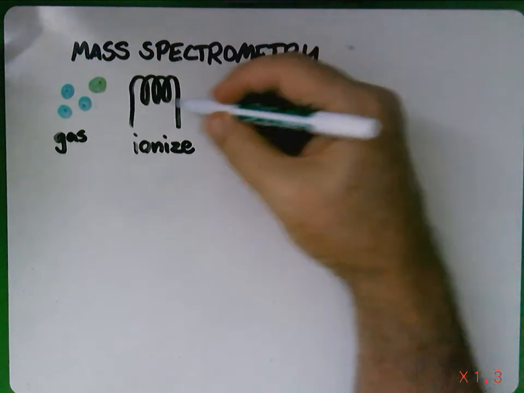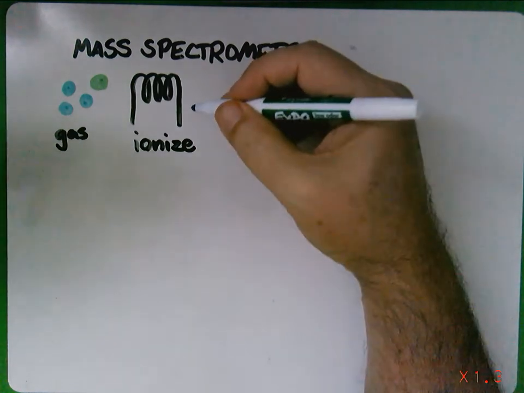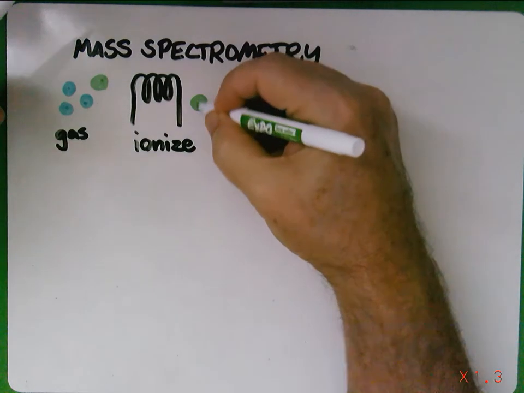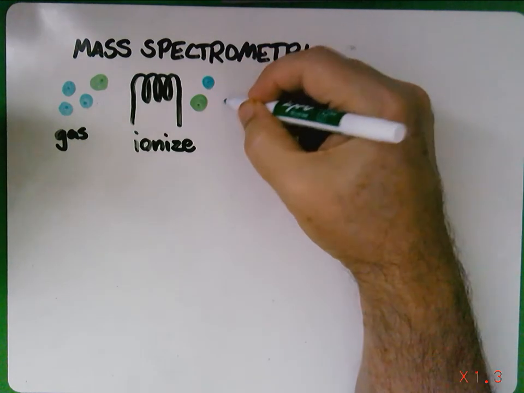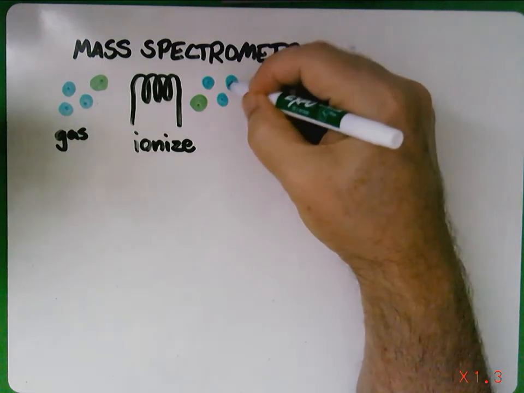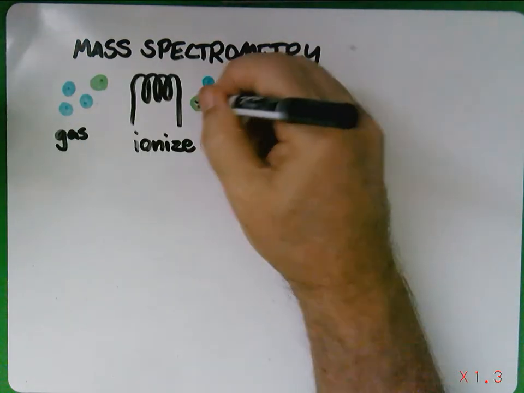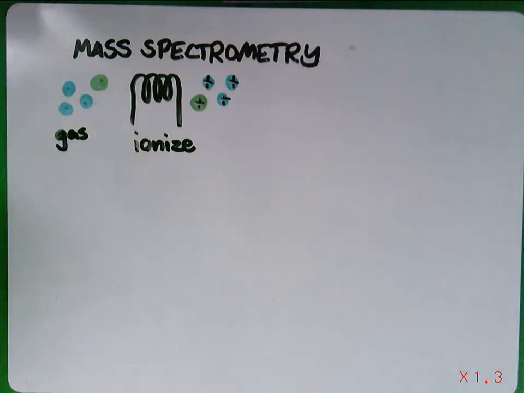So when these pass through the filament, or if you don't want to use a filament, you can use an electron beam, kind of like a cathode ray, and hit the atoms with that and knock some of their electrons out. Now these things that come out the other side are no longer just the gas atoms. They now have a positive charge on them. Now we put a positive charge on them so that we can steer them around. Because if you have a positive charge, you want to find something negative to go towards.